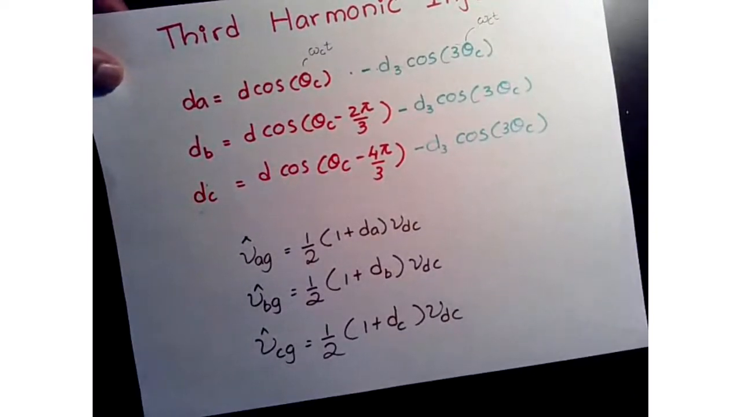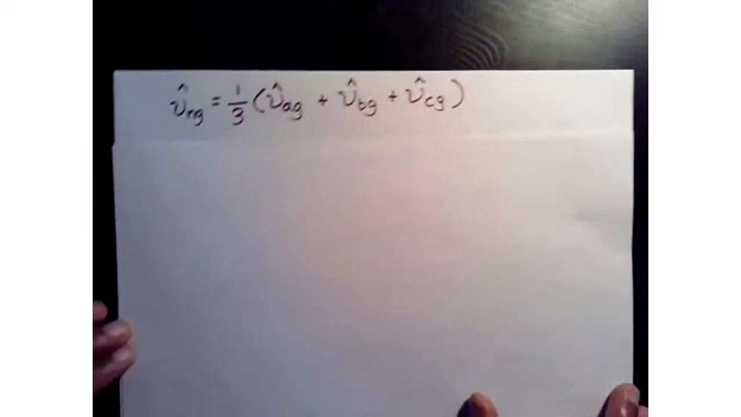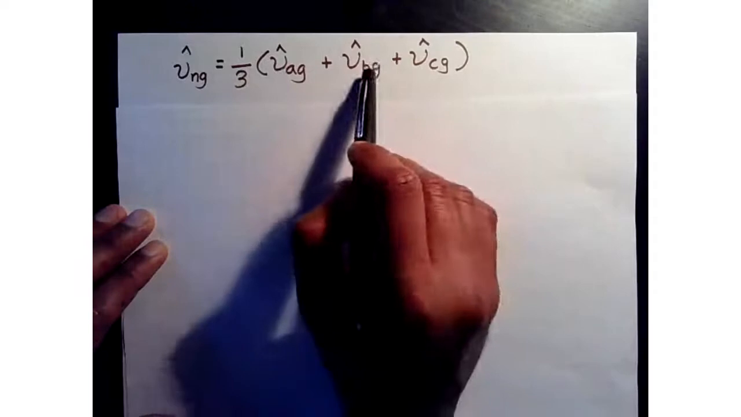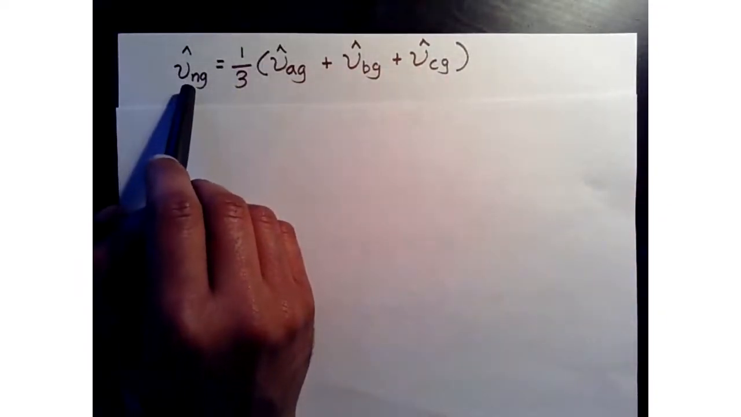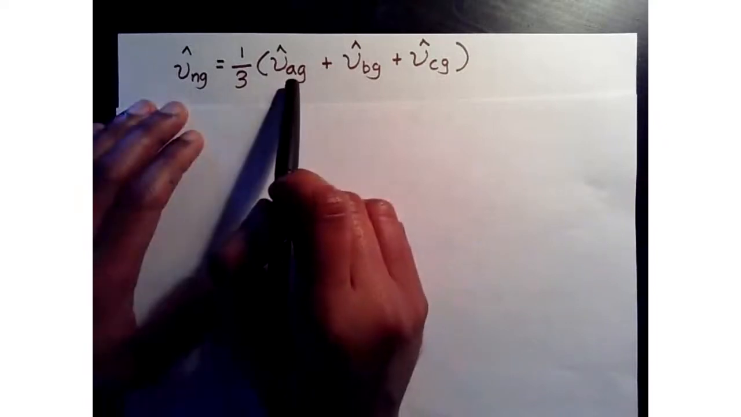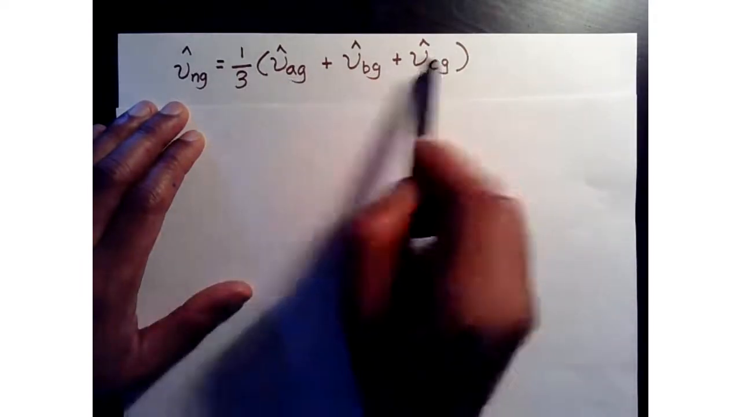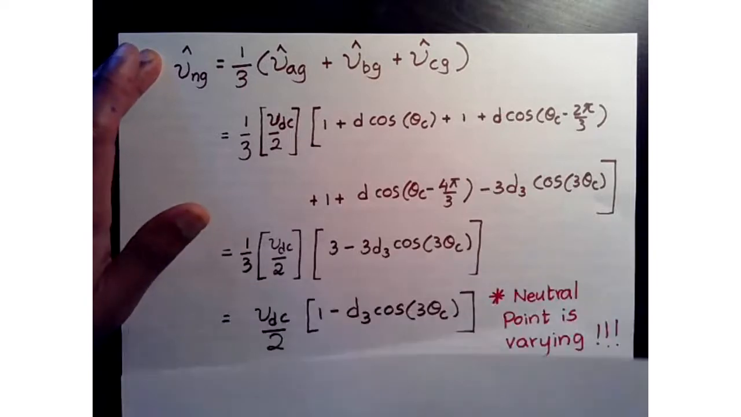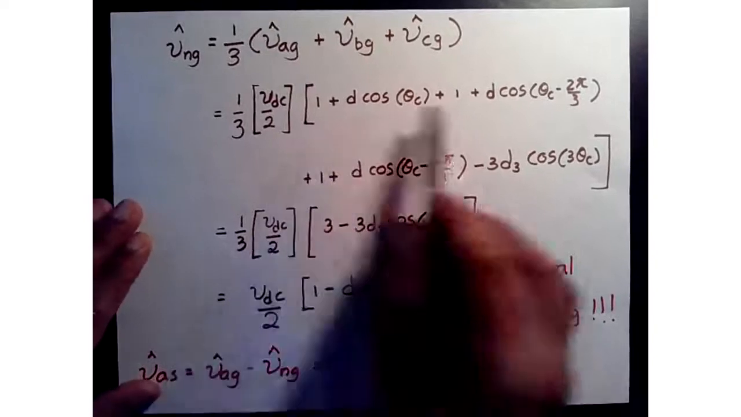Now in order to look at the neutral point, and we've seen this relationship before, we can use the sum of VAG, VBG, VCG. We can consider that for our neutral to ground voltage. And now we can substitute VAG with the third harmonic injected component for all 3 actually. And we can look at this relationship. It's a little bit lengthy. I mean, not that bad, but it's lengthy.